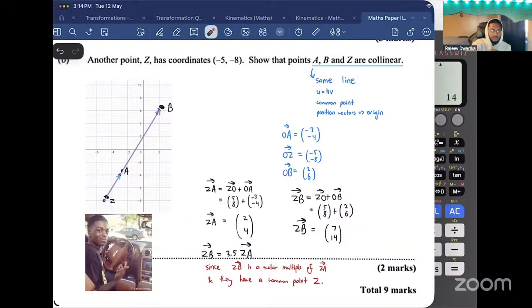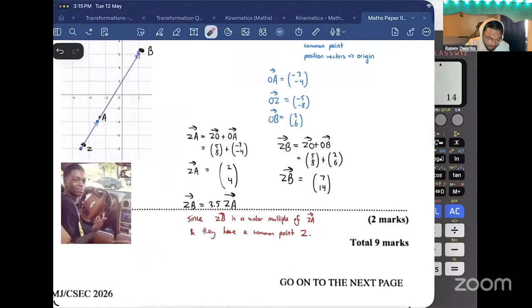one vector as a scalar multiple of another vector. So we have vector ZA here, and our vector ZB here. If you could somehow prove that ZA is a scalar multiple of ZB, then it's parallel. And they will be collinear if they have a common point. And they have a common point Z. Right? So yeah, this is a tough question.